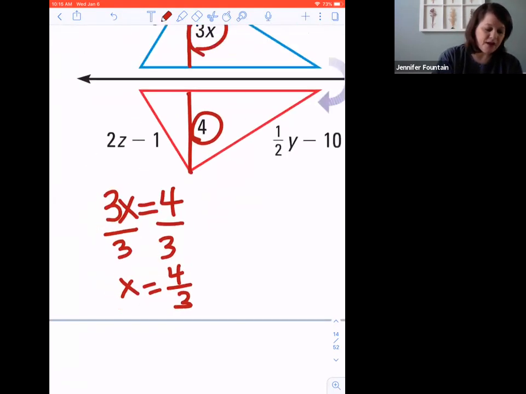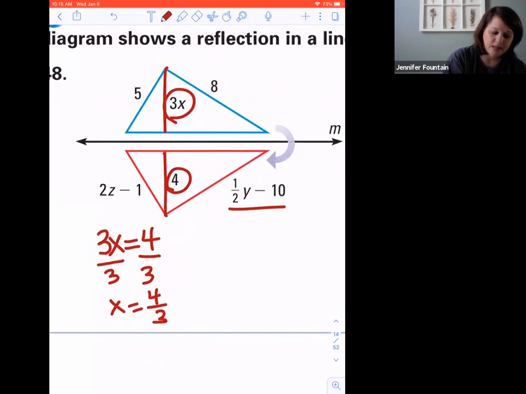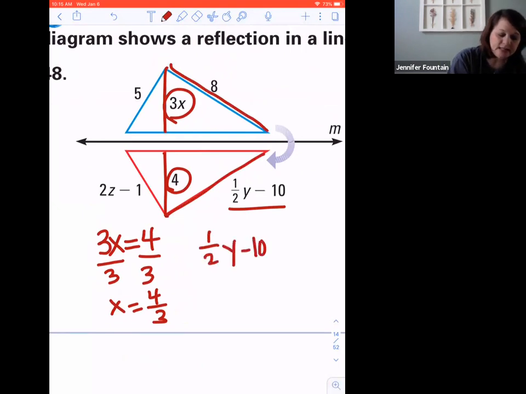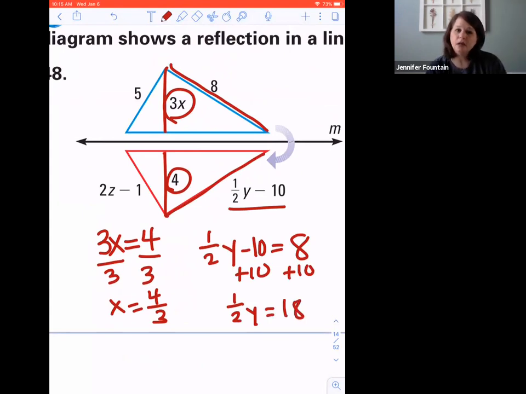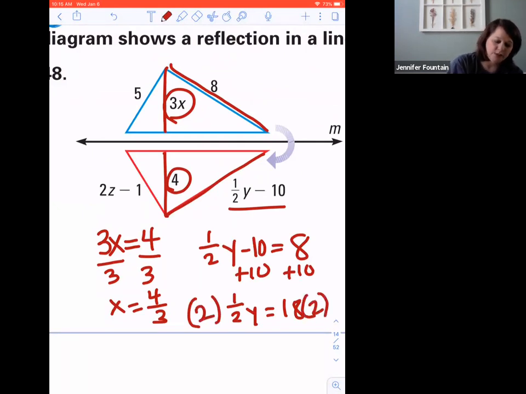If I'm looking to solve for y, I can see that this side is congruent to this side. Therefore, 1/2 y minus 10 is equal to 8. Add 10, add 10. 1/2 y is equal to 18. Remember, if I have a fraction that I need to get rid of, a fraction is a type of division problem. To undo division, I multiply. So I'd multiply both sides by 2. Those cancel out. So y is equal to 18 times 2, which is 36.